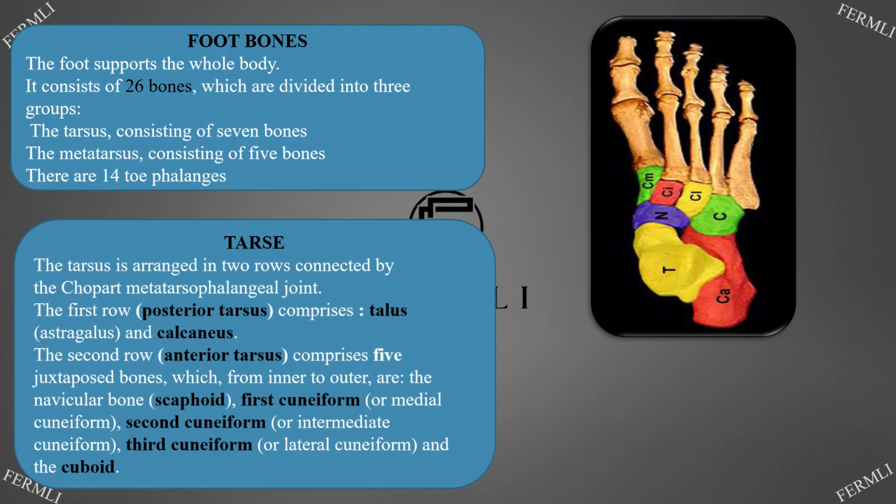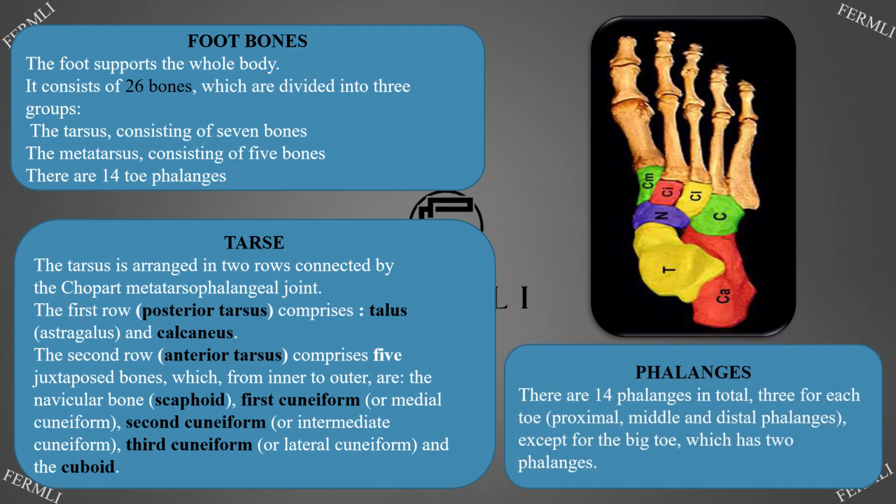The tarsus is arranged in 2 rows connected by the Chopart joint. The first row, the posterior tarsus, comprises the talus, or astragalus, and the calcaneus. The second row, the anterior tarsus, comprises 5 juxtaposed bones, which, from inner to outer, are the navicular bone, or scaphoid, the first cuneiform, or medial cuneiform, the second cuneiform, or intermediate cuneiform, the third cuneiform, or lateral cuneiform, and the cuboid.